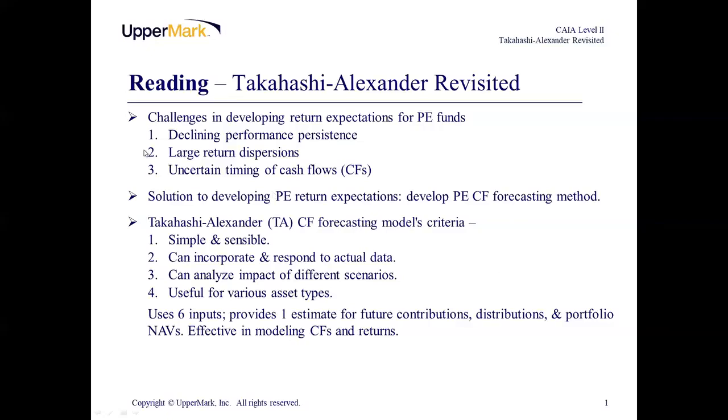So the original Takahashi-Alexander model was a model to estimate the future cash flows and valuations associated with the private equity portfolio. And this reading, Takahashi-Alexander Revisited, basically looks at that model and says, okay, it had some shortcomings. What are those shortcomings? And can we come up with a variation of that model that basically improves on the shortcomings? And so that's the entire paper.